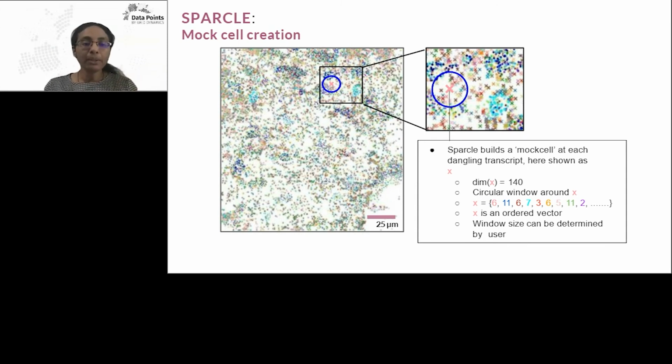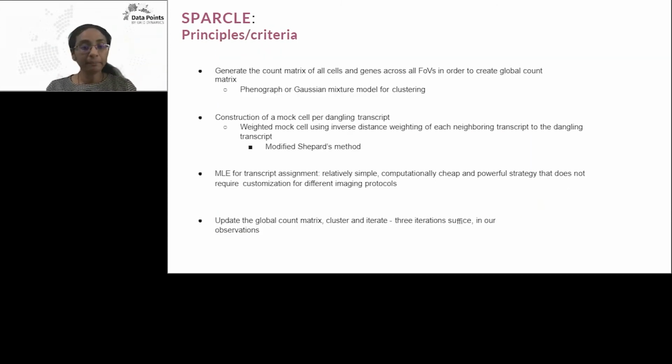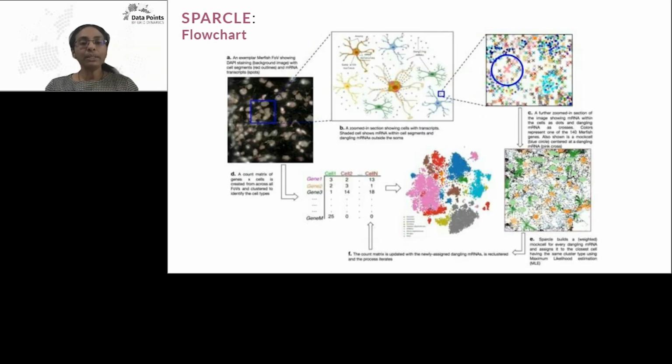Once we have the mock cell, you can also weight the mock cell. And then we use maximum likelihood estimation to assign each of these dangling transcripts to nearby cells, update the count matrix, cluster, and iterate. In our observations, just 3 of those iterations were enough to recover a lot of these dangling transcripts to the cells. This is a flowchart in case anyone is interested for a take-home message.